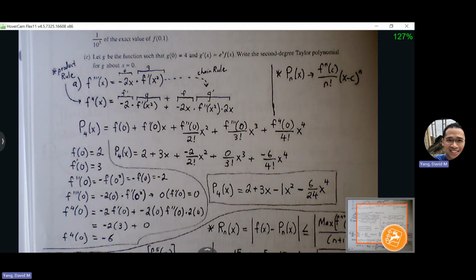For page 8, number 6, you're given your third derivative. So to get from the third to the fourth derivative, you have to go through the product and chain rule. And then put it into the form for your Taylor polynomial. And then build your fourth degree Taylor polynomial, or Maclaurin polynomial.